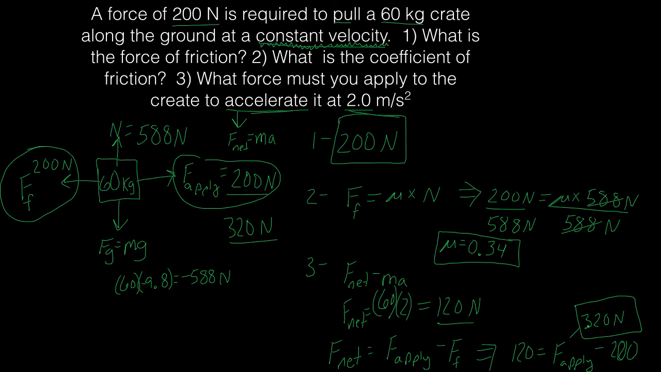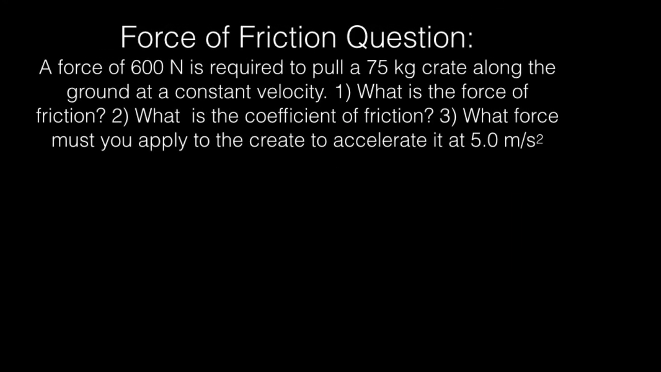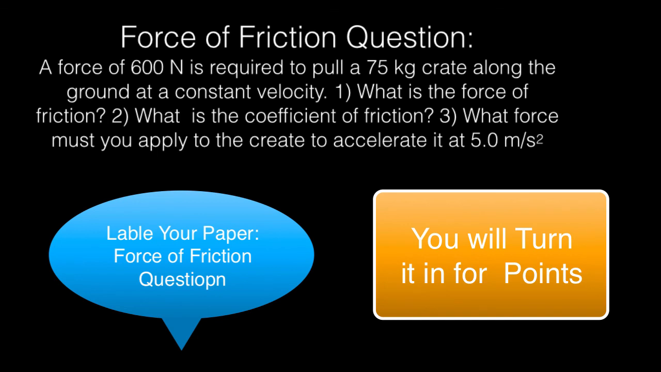Your assignment for this video is to solve this question. It says a force of 600 newtons is required to pull a 75 kilogram crate along the ground at constant velocity. So you're going to notice this question is exactly the same as the one I just solved. So if you get confused on it, refer back to the video and how we solved the previous one.